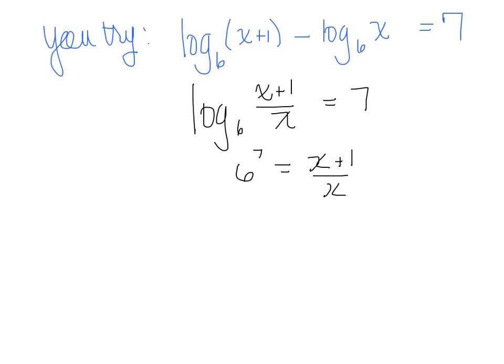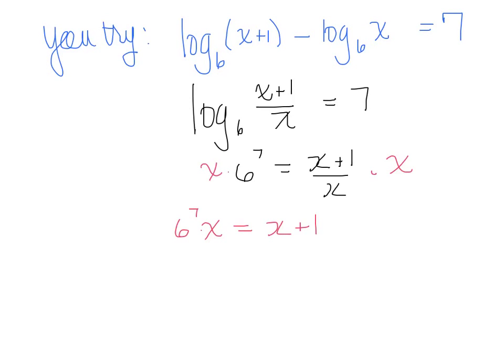Okay, you might have gotten this far, and it's actually a little bit trickier than I expected this one to be. Not exactly what I was planning, but I'm going to walk you through the rest of this one. You're trying to solve for x, but the problem is I have too many x's. So first thing, I have a fraction, I want to get rid of it. So let's multiply both sides by x. So 6 to the 7th, some crazy big number, times x, is equal to x plus 1.